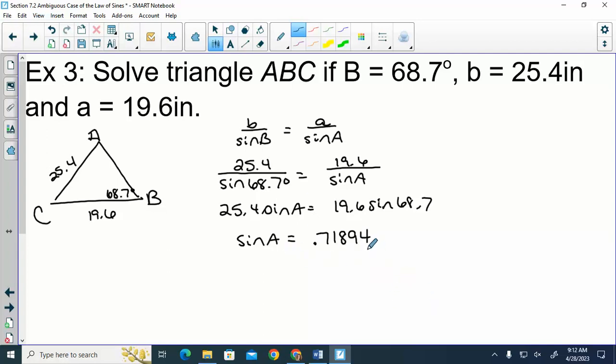So first of all, is this possible? Yes, so we will get triangles. We have to find both quadrants 1 and 2 because sine is positive in both of those. Reference angle, so if we do sine inverse, we get 45.96, let's just round that to 46 degrees.